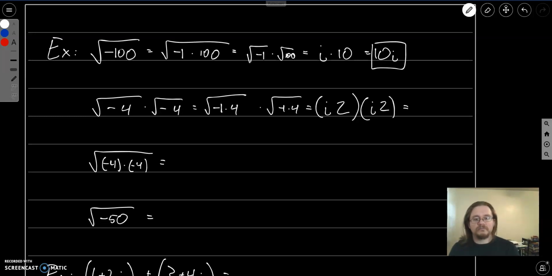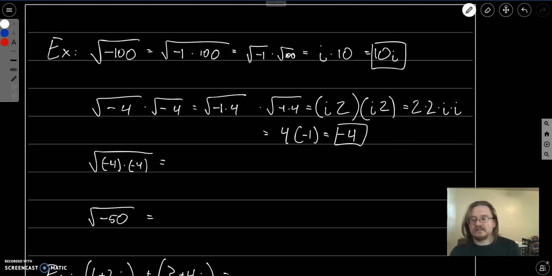So it's i times 2 times i times 2. Again, we can multiply these in any order that we want. So maybe I'll go 2 times i times i. As I simplify this, 2 times 2 is 4, and i times i is negative 1. So we get negative 4.